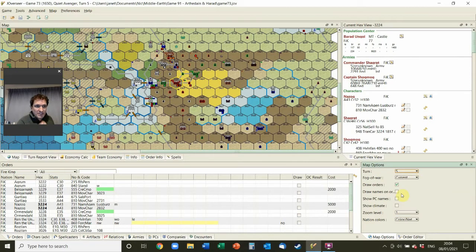And that's really useful if you're on, say, turn 12 and you think, oh, actually, where was that Free People army that's coming in towards us? Where was it last turn? You can just go back one. Or you can go and check other information from earlier turns. So that's really useful.